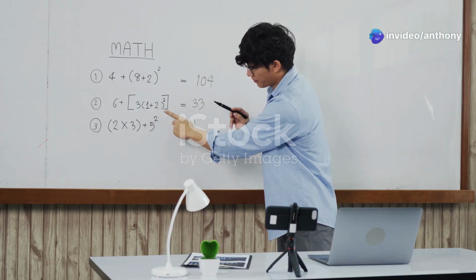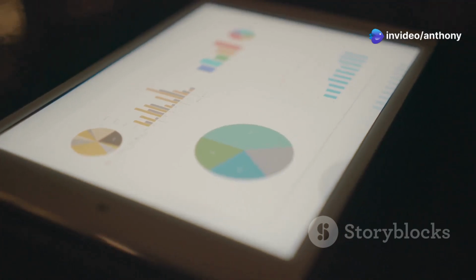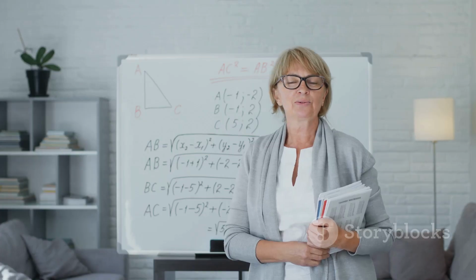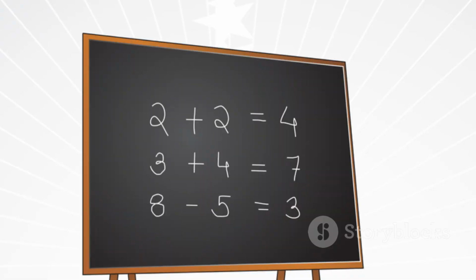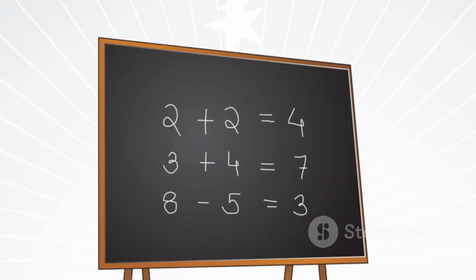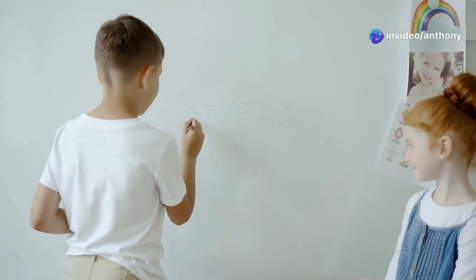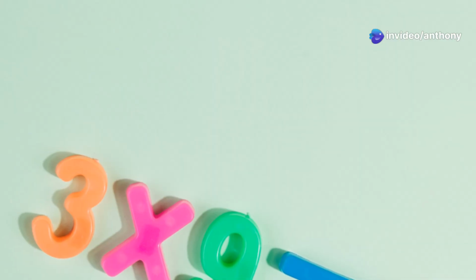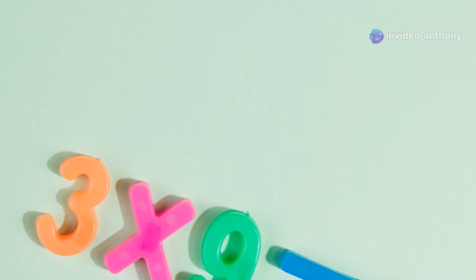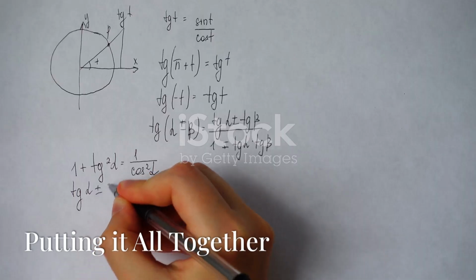Chapter 9. Comparing fractions. Let's compare the fractions 2/3 and 3/5. To compare fractions, we need a common denominator. The least common denominator for 3 and 5 is 15. We convert 2/3 to 10/15 and 3/5 to 9/15. Since 10/15 is greater than 9/15, we know that 2/3 is greater than 3/5.